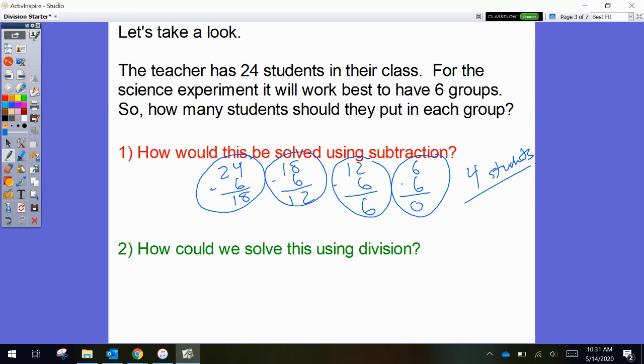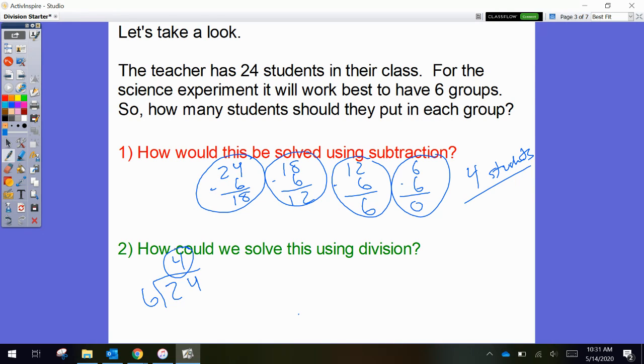Now, we could do that. That is one strategy that works, but that is frankly going to take you way too much time to solve your problems. So division is a faster way to do the same thing. Now, sometimes you'll see it this way, like 24 students divided by 6 groups. And then we think of it as almost like a backwards multiplication problem. So how many groups of 6 equal 24? What times 6 equals 24? Well, the answer is 4. Okay, 4 students in each group.